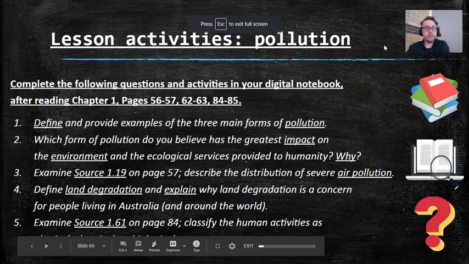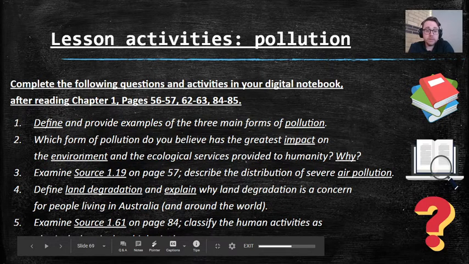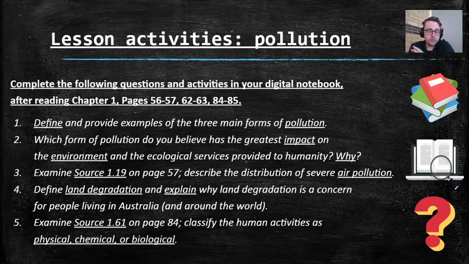So question 1 that you'll be completing in your digital notebook. Define and provide examples of the 3 main forms of pollution. These don't need to be specific examples as in pollution in a particular river or land pollution in this country. Just examples of the 3 main types of pollution that we discussed in the slides and the textbook.